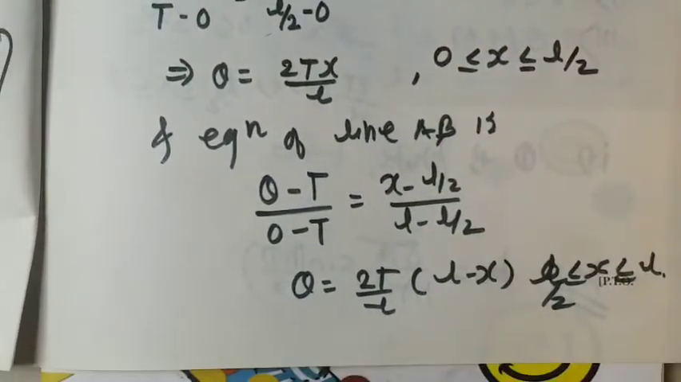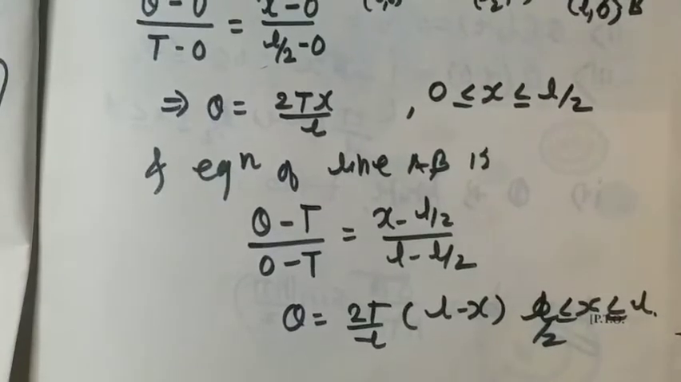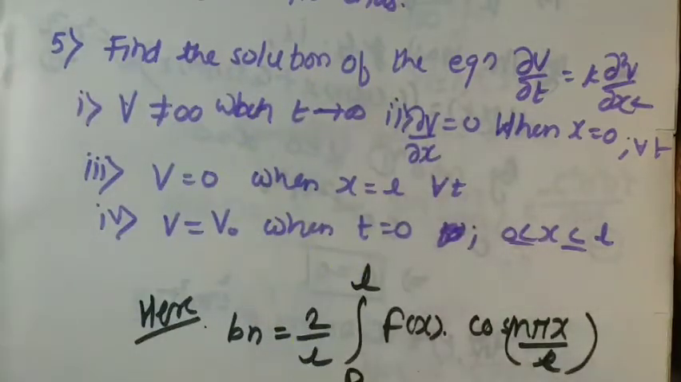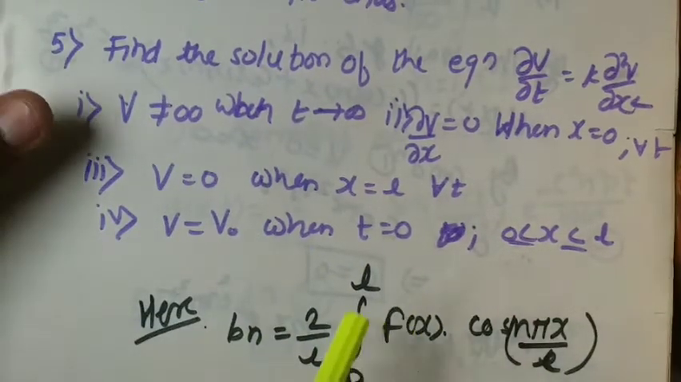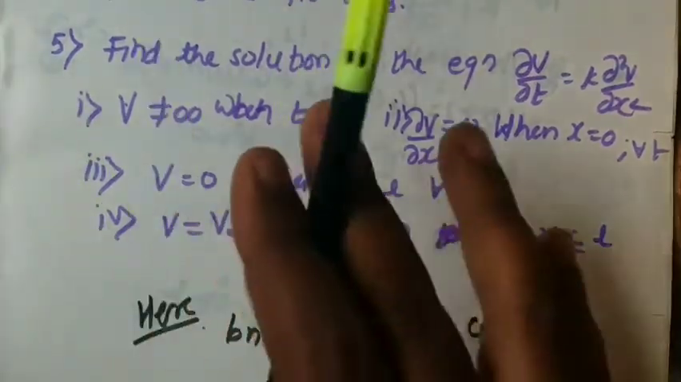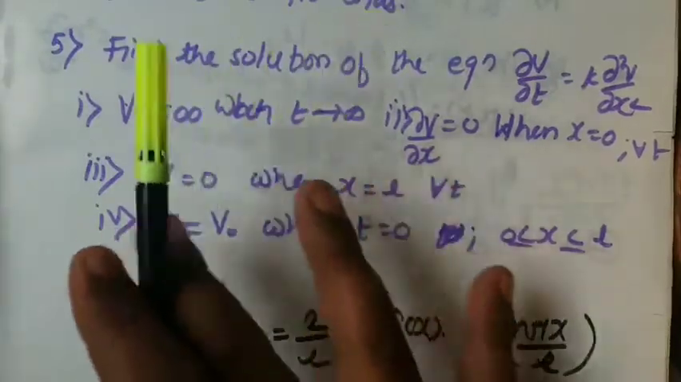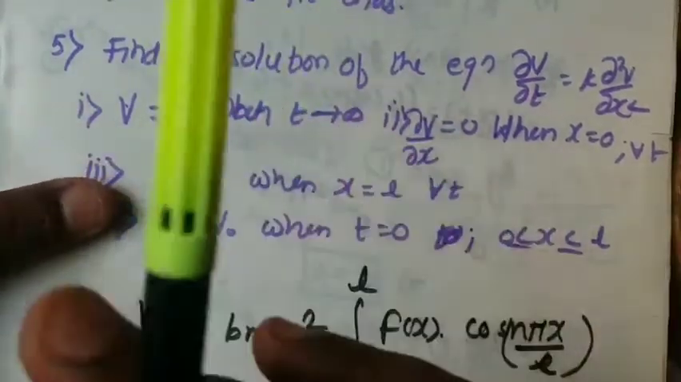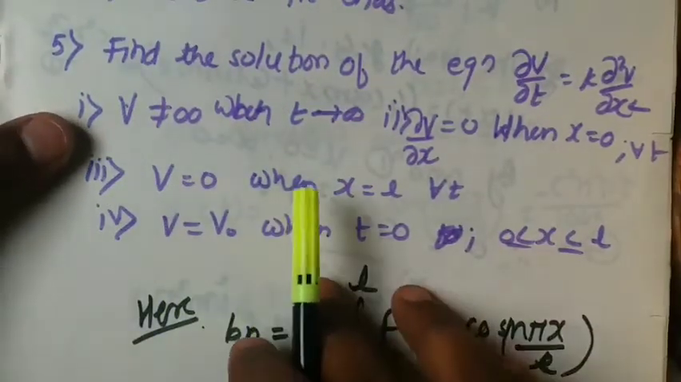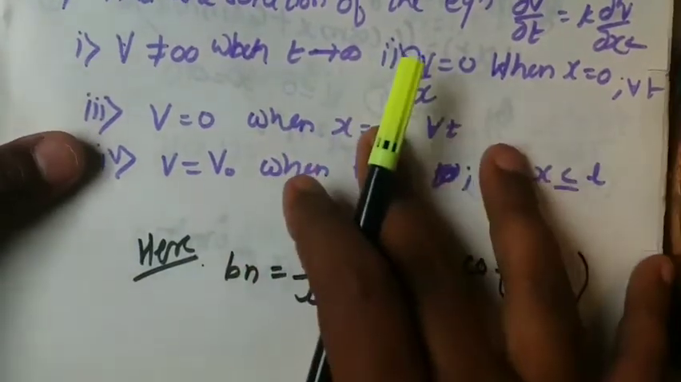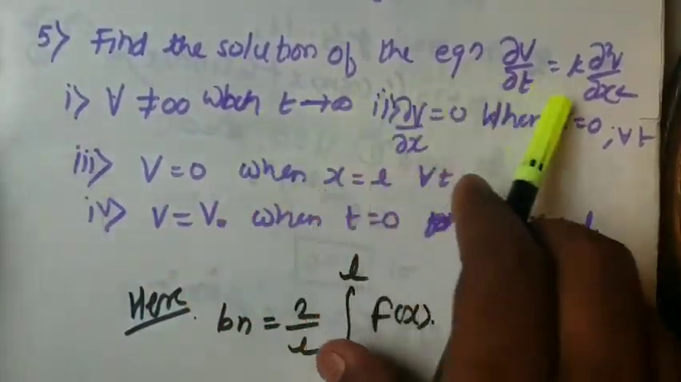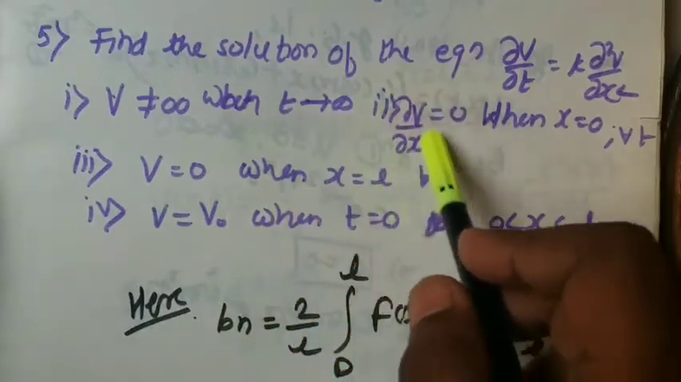Fine. Now let us discuss the last problem. This is the last problem, and I am going to discuss it in brief. Like the previous problem, I have provided the calculation up to the condition, whatever is required up to that. You just try to complete it, and you can ask me at any time if you have any kind of doubt. Find the solution of this equation. Conditions are given. Only the first condition is different here.